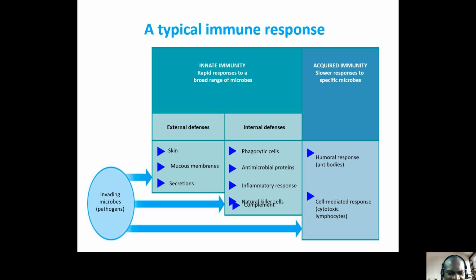You see this: the skin, the mucous membrane, the secretions, and the cells, as I've said, the phagocytic cells, phagocytes, like the neutrophils. Then we have the inflammatory response, just as I've explained. And you need to know how the inflammatory response takes place.